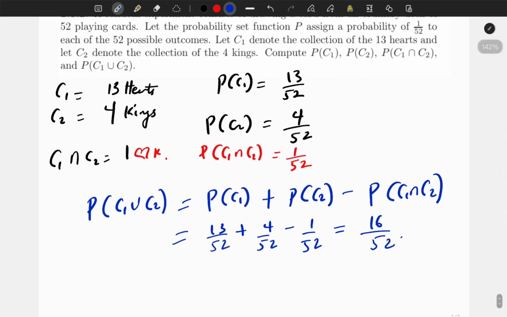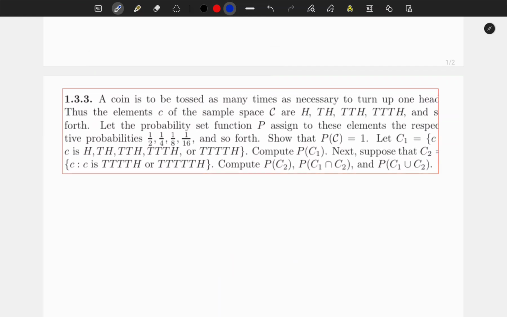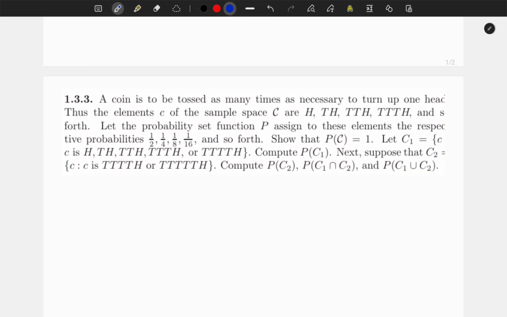Right, so the next question, question 3. I think this question is not clear enough, so let me copy it again.